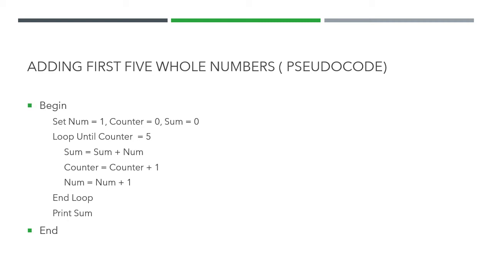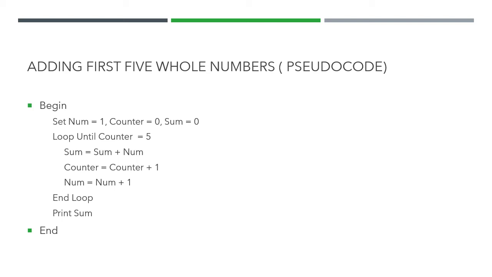Counter equals to counter plus 1. So our counter will become 1. 0 plus 1, 1. Number will become number plus 1. Now why did we take number equals to number plus 1? Because we are not taking it as input, right? And we are moving to the next number. So to move to the next number, what do you need to do? You need to add 1. That's it. Simple, right?